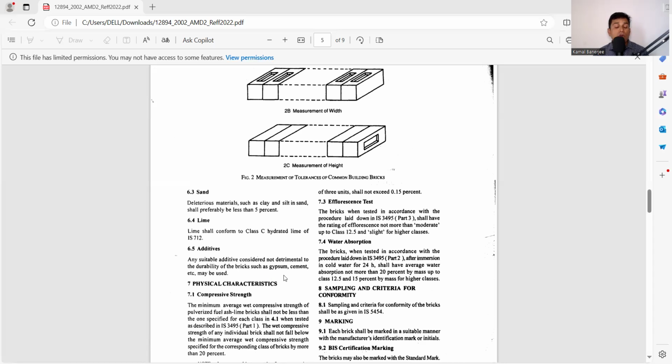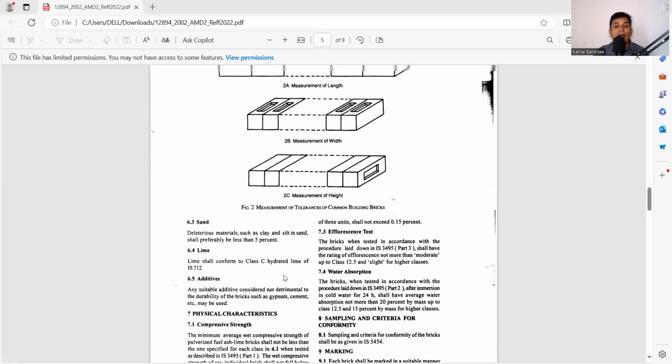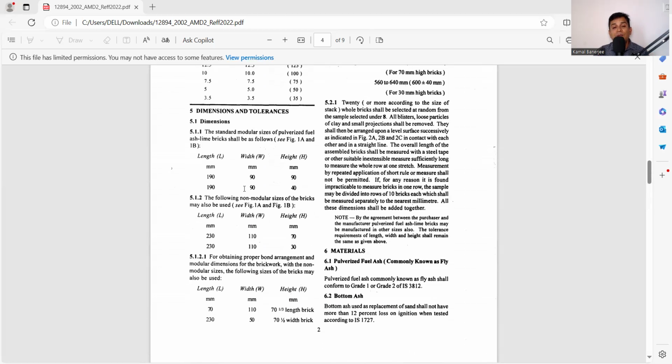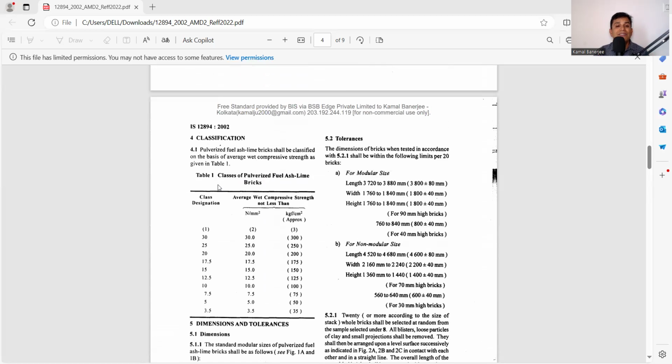may be used. These additives are used as per the requirement of the project. They can be used, but it has to be satisfied that there will be no detrimental effect on the durability of the bricks. So these are the raw materials needed for the fly ash bricks as per IS 12894. Now we need to see what the classification is.